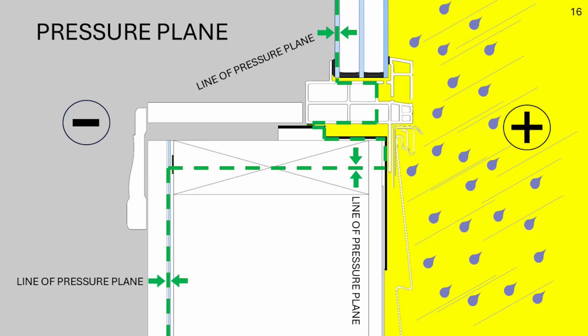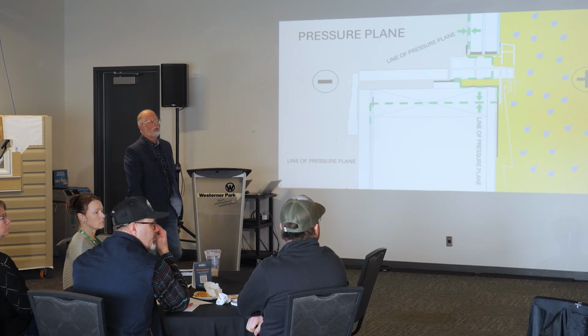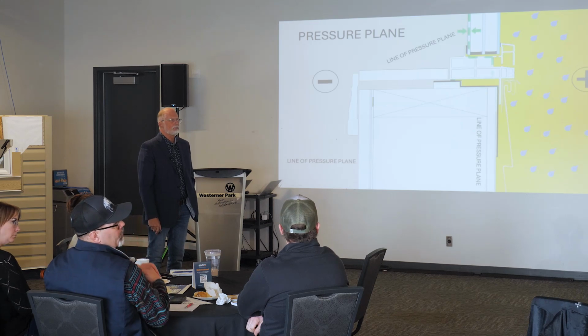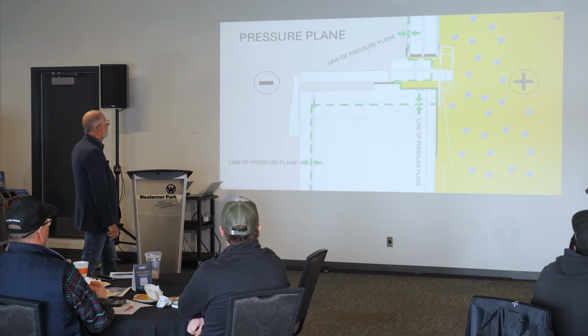So here's your air barrier line, your pressure plane line. So it's going to come down. Sorry. Go ahead, Wesley. What do you think about insulating that gap, Darrell, at the sill, in the sill pan?